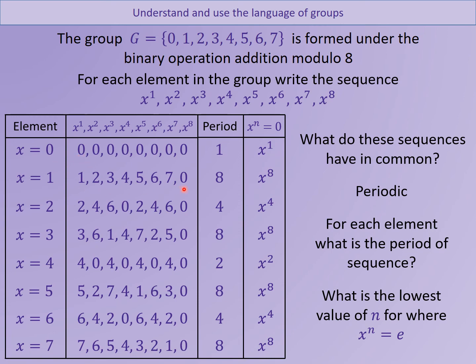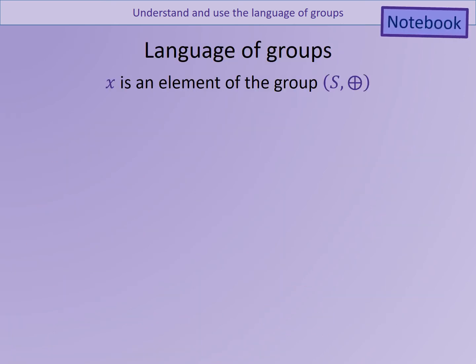x to the 8 was the first one that got back. x to the 4 was equal to the identity there. So how long it takes for the sequence to get back to where it starts is exactly the same as the n value. Okay, so we've done that investigation. Let's just formalise this in our notebooks.